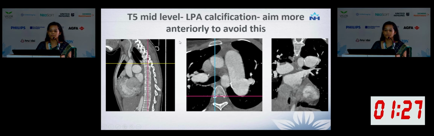Let's see my next option. T5 mid level, again it's close, but there is calcification. So if they want to go at this level, I would say aim anteriorly. This is all information you need to give them. So best is T5 at the low level, where they are very close to each other, nothing is in the way. So I say, okay, T5 low level is the best. Go there.